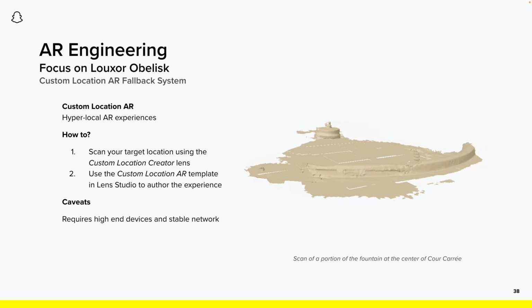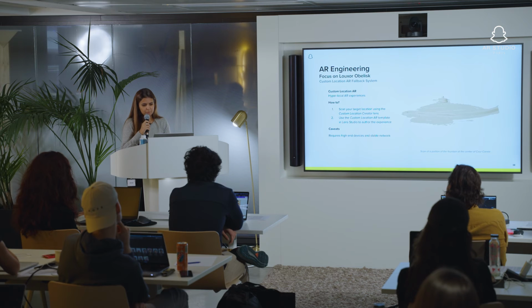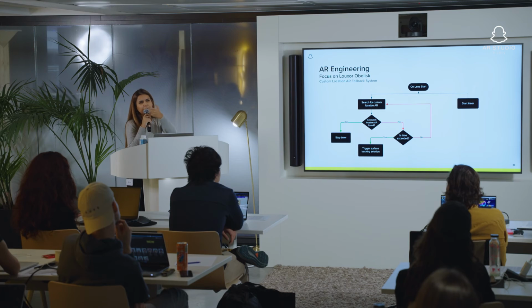What if the experience doesn't trigger? We just don't show anything to the user? No, we want to actually show something. So the solution we put together is using a timer. The timer starts at the beginning of the experience, when the search for the custom location AR starts. So your phone is looking for the fountain and trying to understand that you're in the right location.